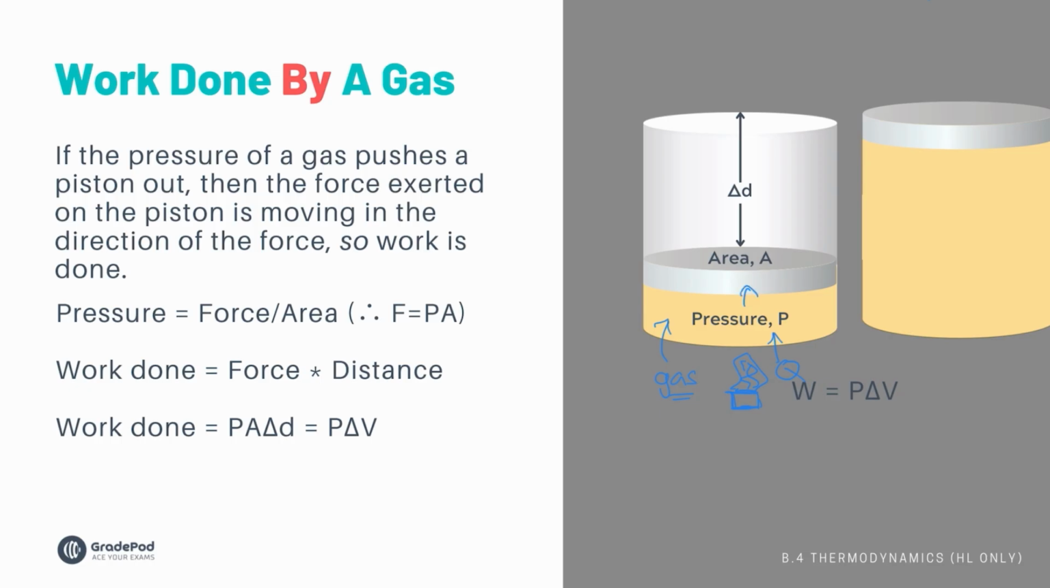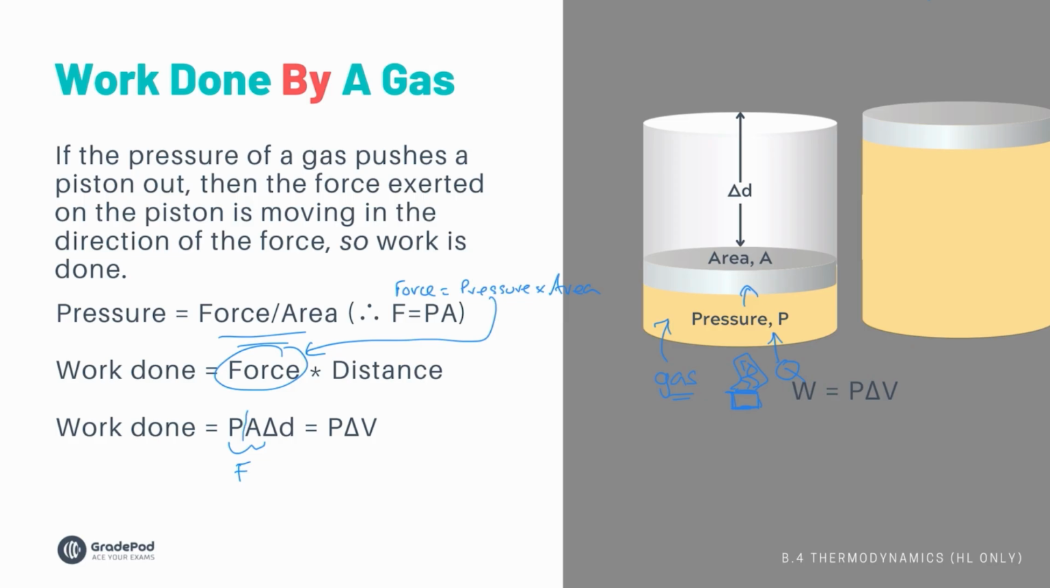An expression for the pressure on this piston is pressure equals force over area. And if we rearrange it for force, then we have force equals pressure times area. Now, we know that work done is equal to force times distance. And instead of putting force in there, let's put this in there. So we've got work done is equal to pressure times area, which is our force, times distance.